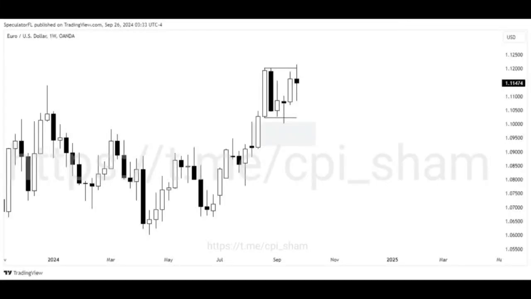I'm gonna start off with a weekly time frame like always, and we'll see what is my high time frame drawn liquidity and how did I determine it.